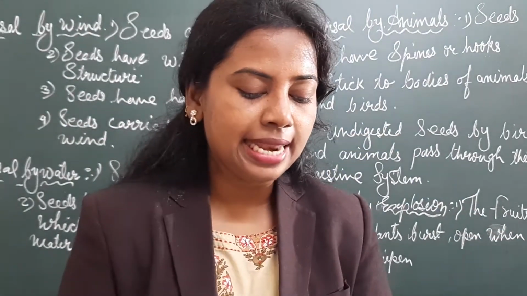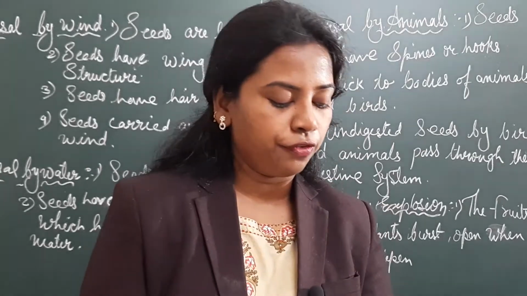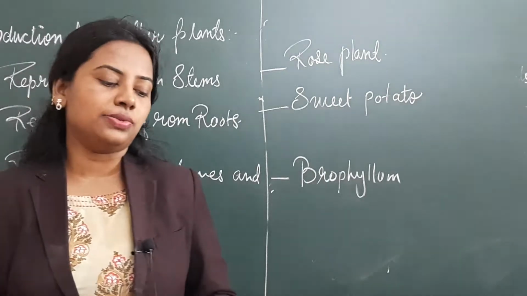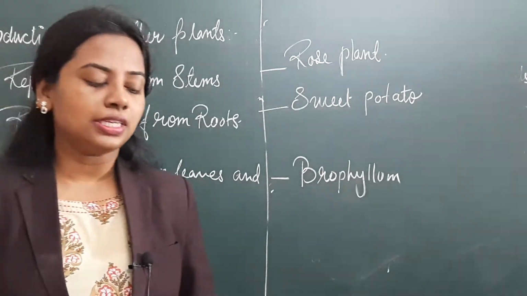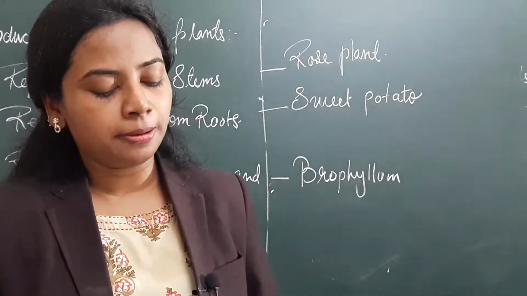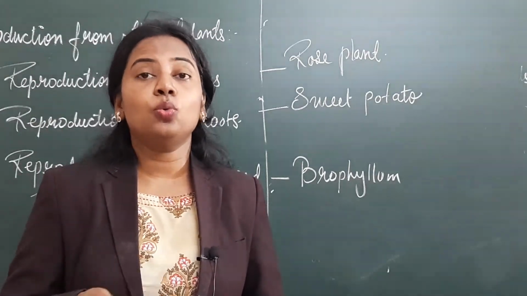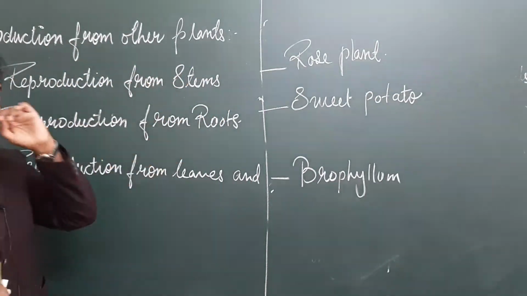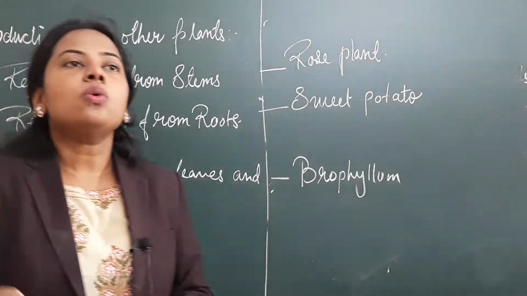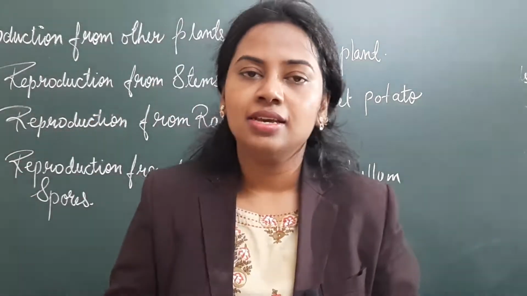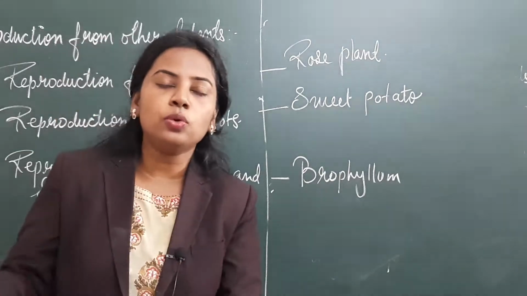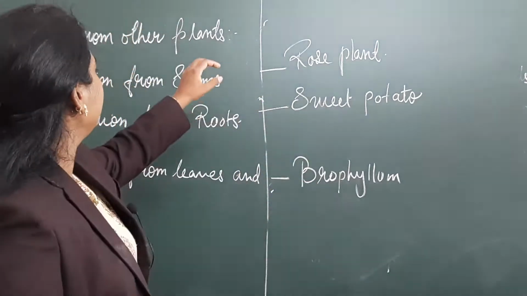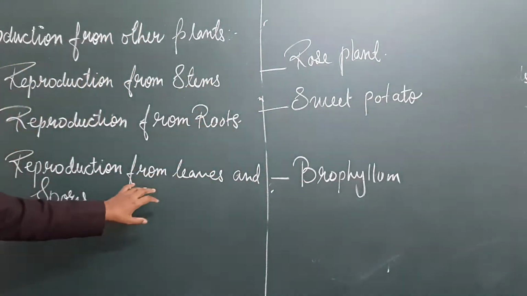So students, next comes reproduction from other parts. Now, as we have seen dispersal, we will see reproduction from other parts of a plant. So what are the other parts of a plant? As you know, stem, root and leaves. How does reproduction happen? As we have seen with the seed, through reproduction we got a new plant. But we can get a new plant from the stem, root as well as leaves.